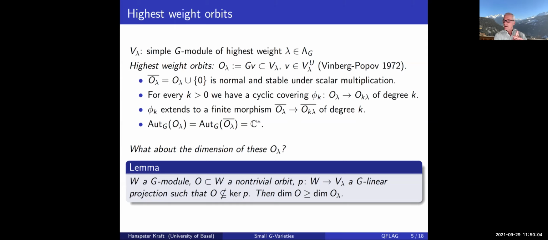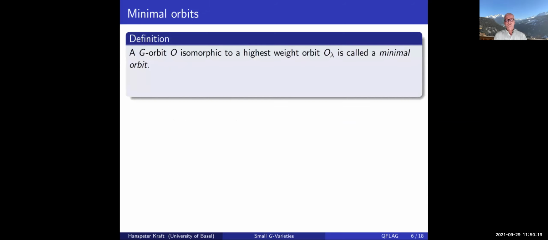However, one has to be careful. It could be that an orbit of smallest dimension is not a minimal orbit. So this is a delicate point which we have to discuss later. So I use the following notation. I say any G-orbit isomorphic to a highest weight orbit O lambda is called a minimal orbit. So the name is now somewhat justified by the previous lemma. They are minimal in a certain sense.